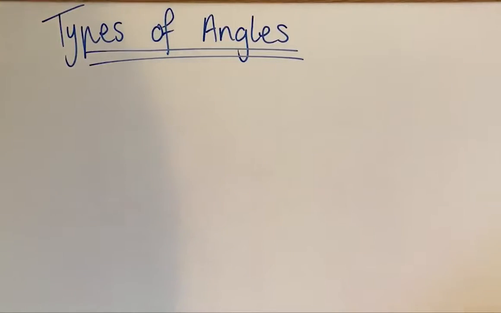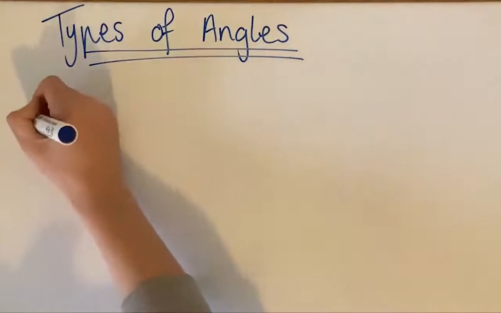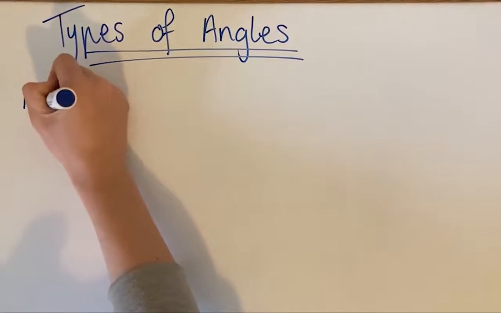Right, so today we're learning about the different types of angles. Now there's 6 different types of angles. So the first type of angle is an acute angle.